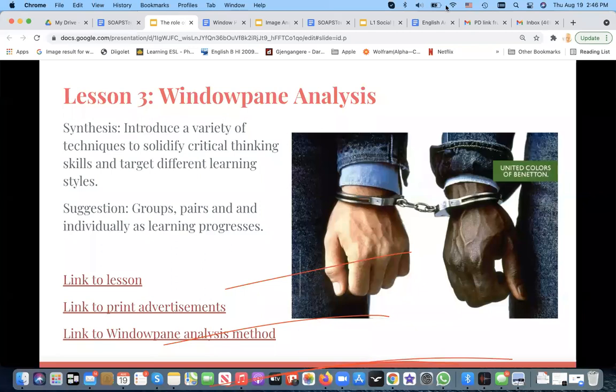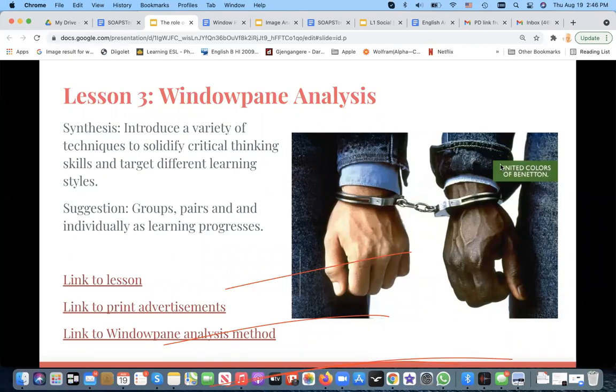So this is for a company called United Colors of Benetton, which have traditionally used a lot of different people in their ads. And the handcuffs here could mean a lot of different things, but I think it means that we are all bound together. We're all, no matter where we come from, a united world, which speaks to the logo, right?